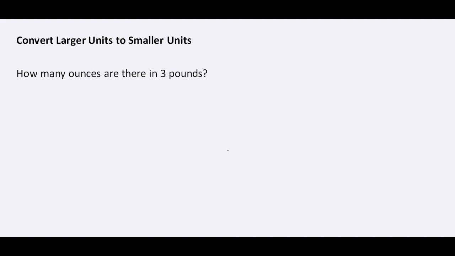Now we're going to convert larger units to smaller units. How many ounces are there in 3 pounds? Let's start again with our ounce to pound ratio. So we have 16 ounces to 1 pound. Now we're going to try the equal ratio approach. So we have 16 to 1 is equal to x to 3. So we're going to create a fraction next. So 16/1 is equal to x over 3.